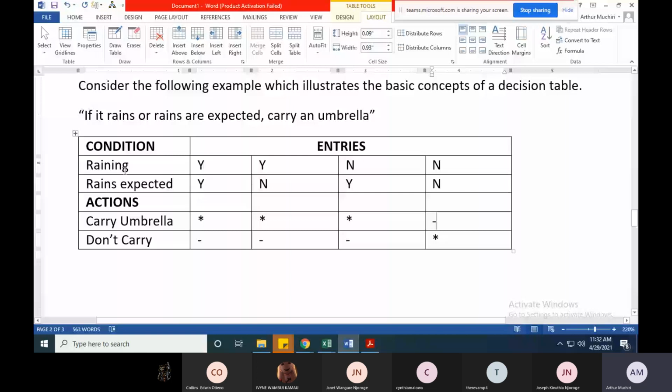So how many columns are you going to have in the entries? 2 raised to 2, a total of 4. And then the first row you divide by 2. So the first row you're going to have yes, yes, no, no. And the second one is yes, no, yes, no. Then from there you continue with the actions. Actions we have: carry umbrella, don't carry umbrella.